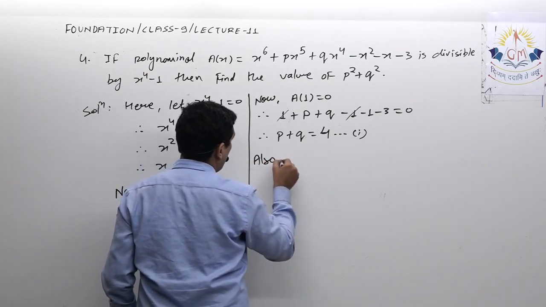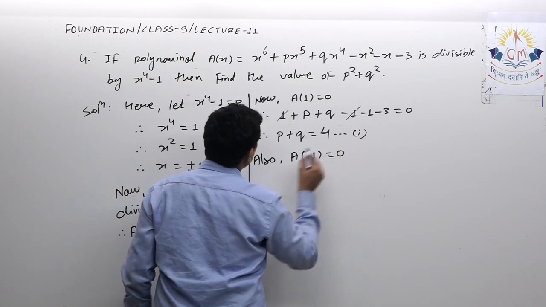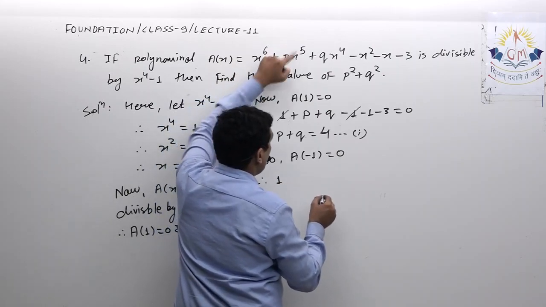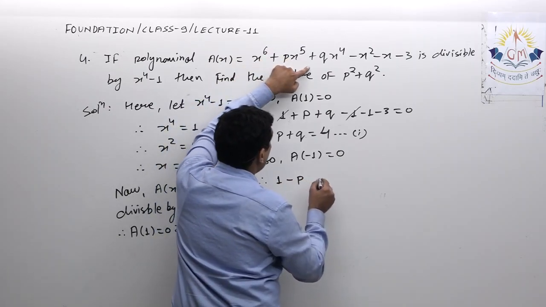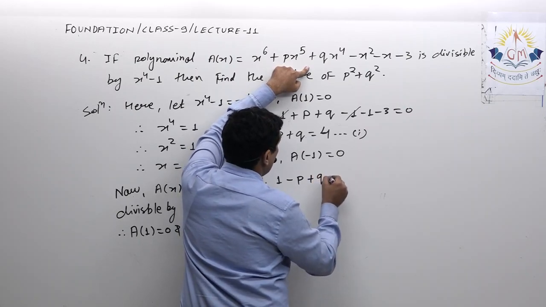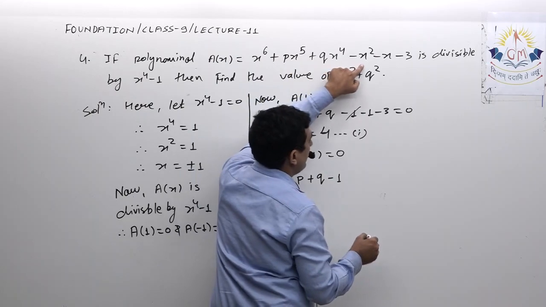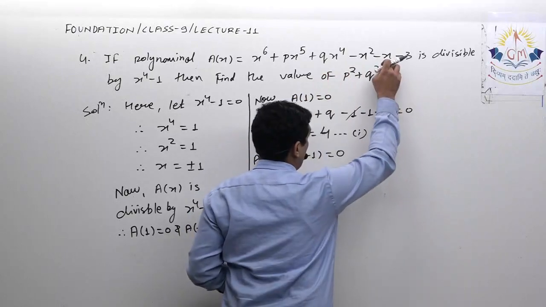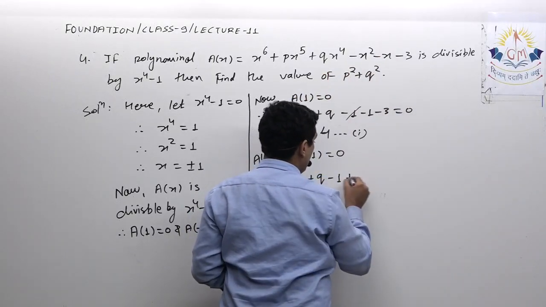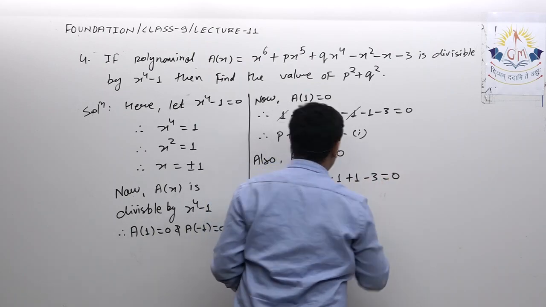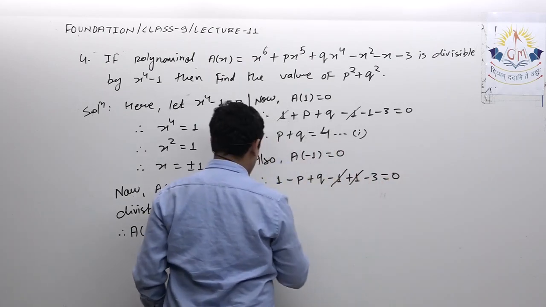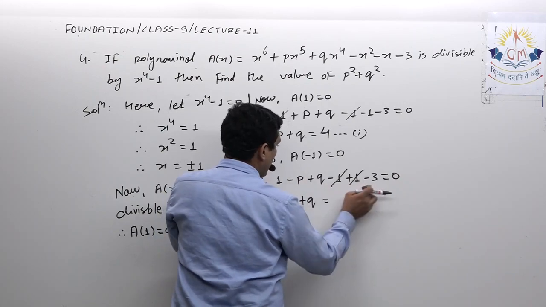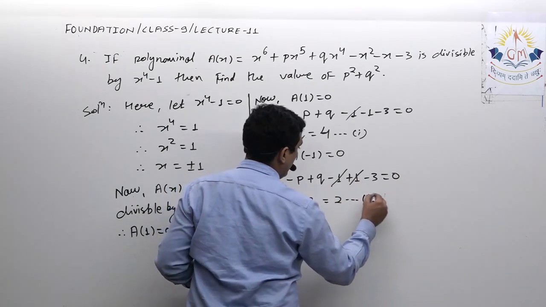Also a of minus 1 equal to 0. Therefore, minus 1 raised to 6 is 1, minus 1 raised to 5 is minus, so minus p plus q minus 1. If I put x equal to minus 1, square of minus 1 is also 1, so minus 1. Then if I put x equal to minus 1 over here, minus minus is plus 1, minus 3 equal to 0. So here I can cancel this minus 1 plus 1. So I will get minus p plus q is equal to 1 minus 3, which is minus 2, so it is equal to 2. Let it be equation number 2.